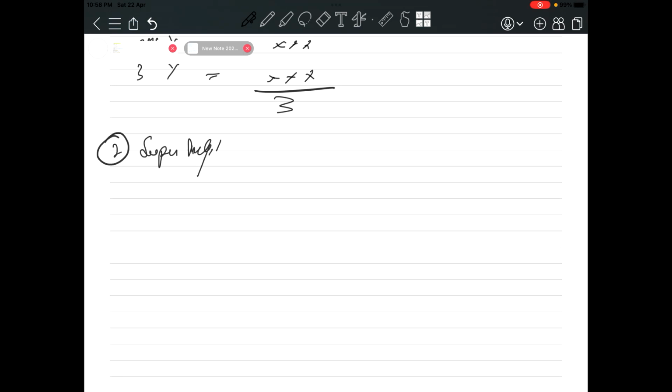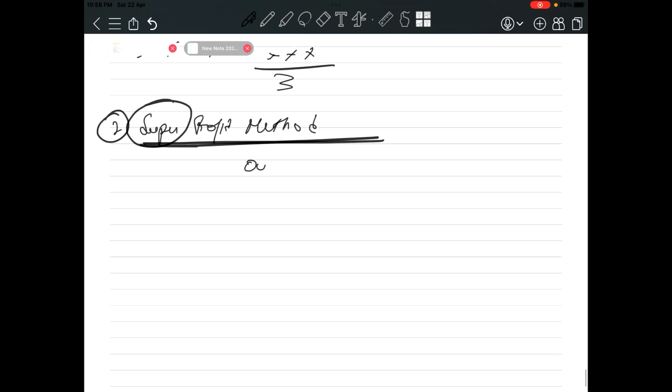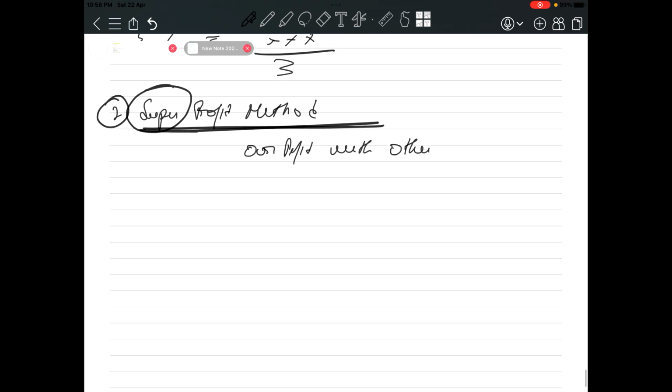Let's try to understand the formula. You don't have to buy out anything. Super profit method. So what will happen in the super profit method? Super profit means we will compare our profit with others, the competitors in our business, in the same class of business.